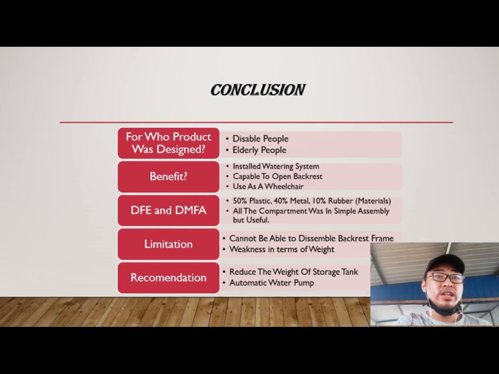For product design, there is the FE, which uses 50% plastic, 40% metal and 10% rubber in material selection, and the MFA is defined as one compartment being necessary for the user to use. But this product has a detected limitation, which is that the backrest frame cannot be disassembled, and weaknesses in terms of weight. So the recommendation is to reduce the weight of the storage tank and establish an automatic water pump.